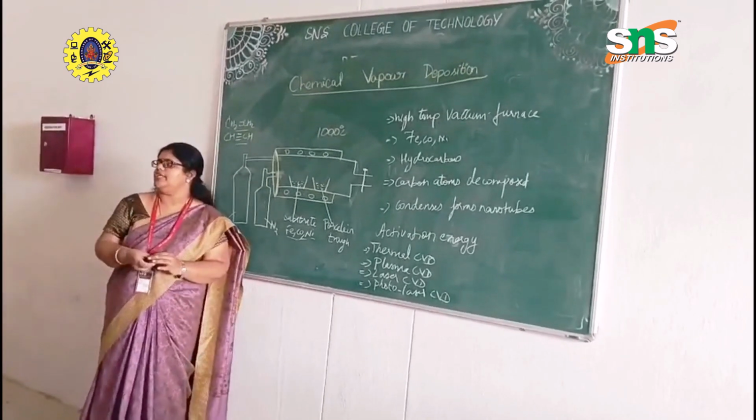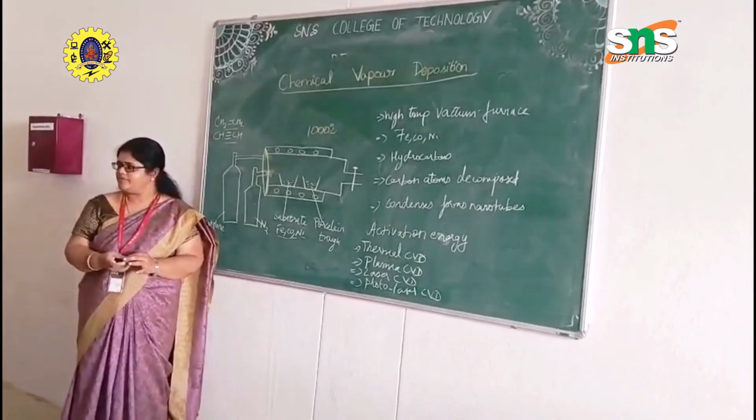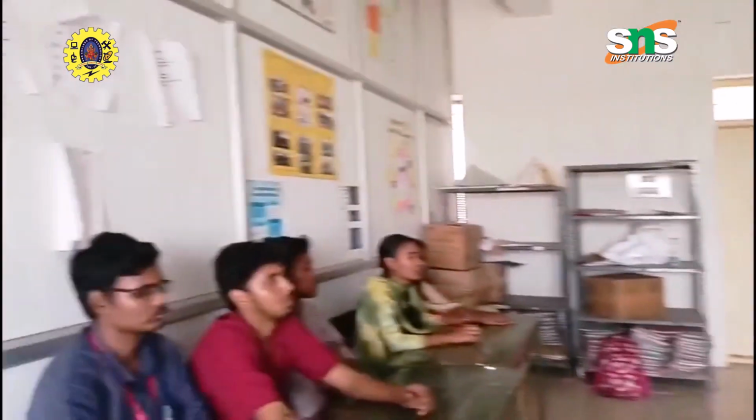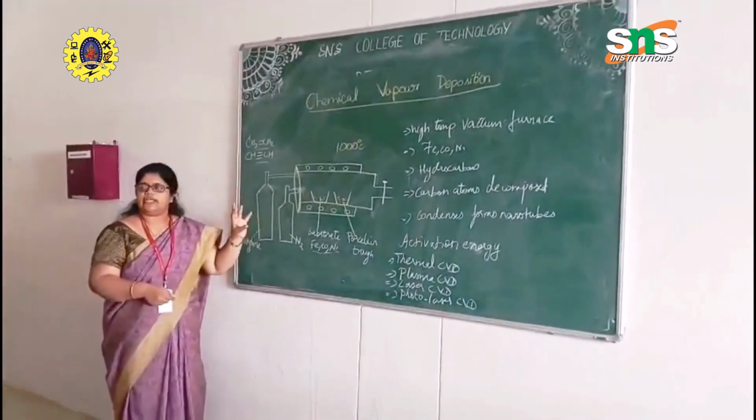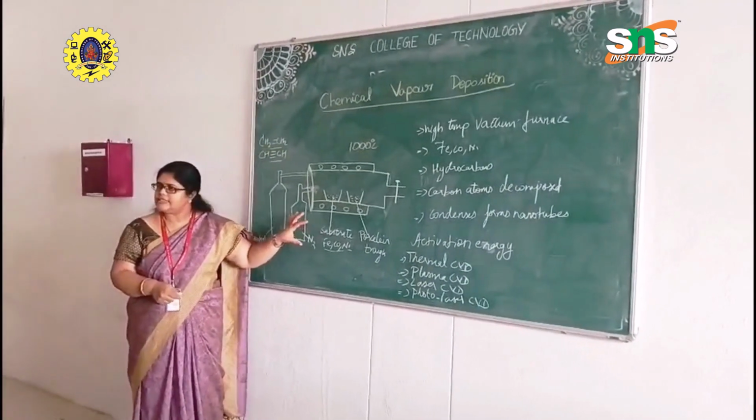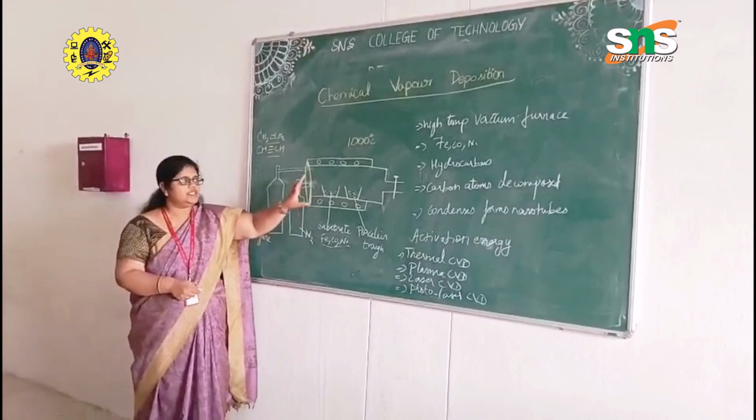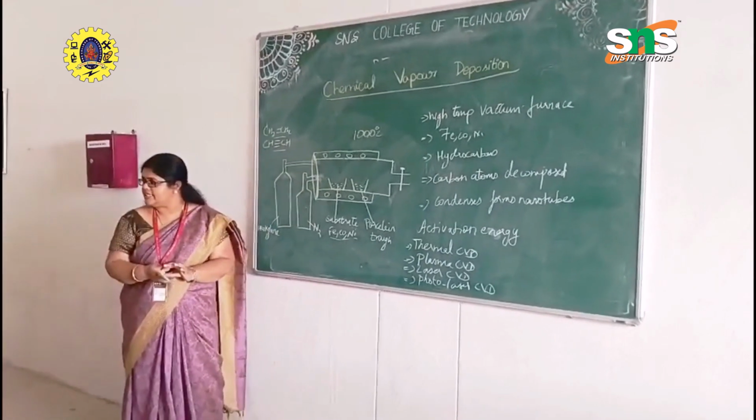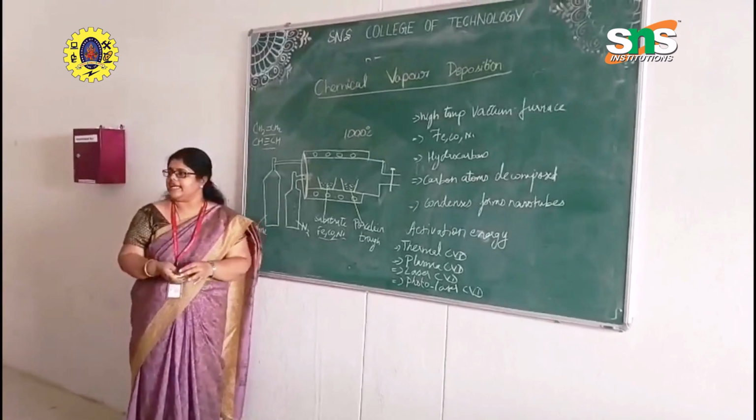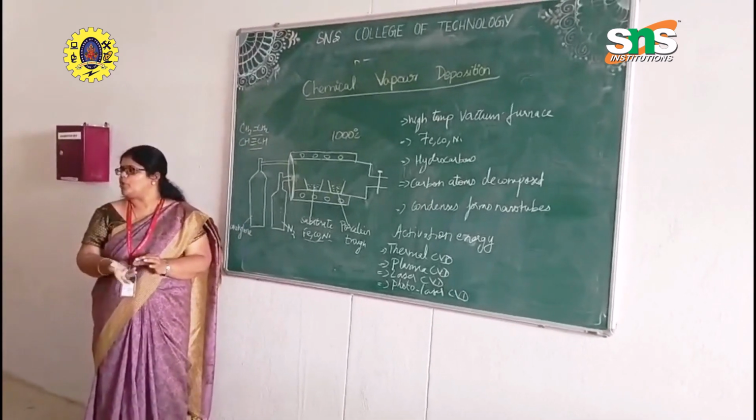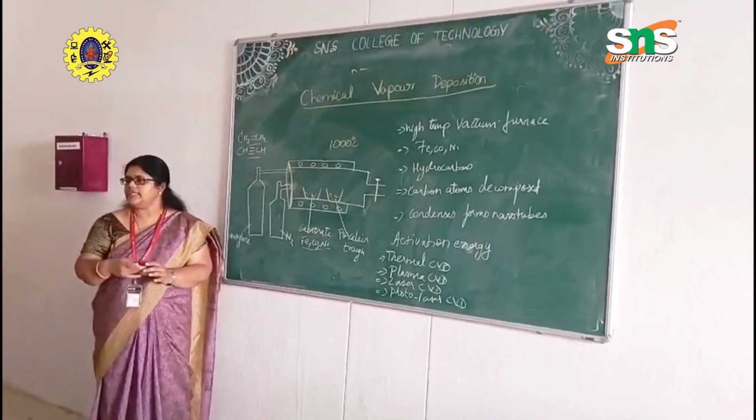Can you tell what inert gases are? Yes, gases like neon or argon which do not react with other gases are called inert gases. Very good. Neon, argon and nitrogen are inert gases because they do not react with any other gases, but they are used to carry the other gases or the reaction products.